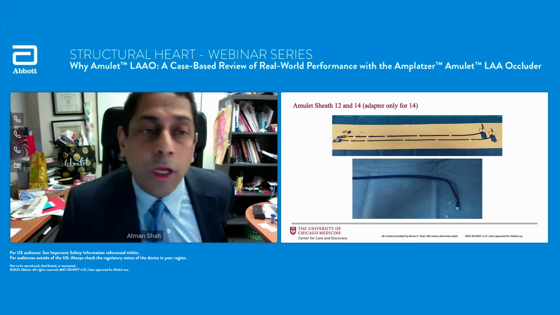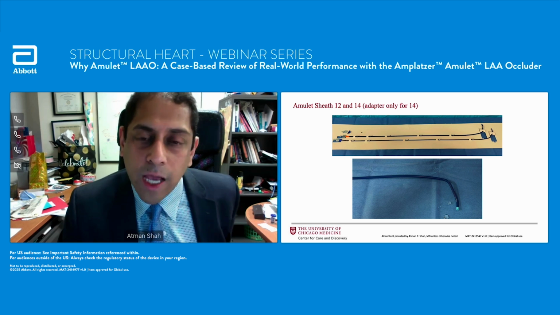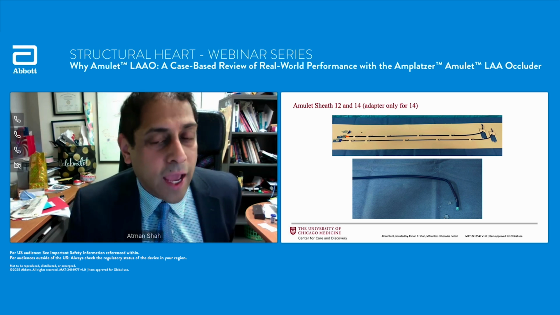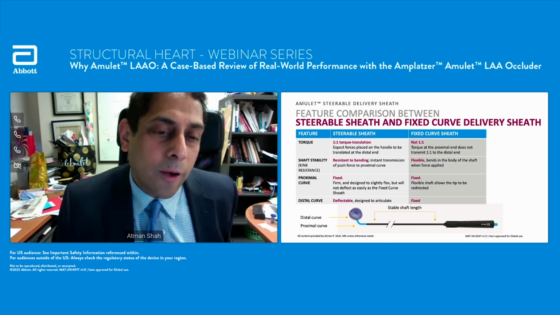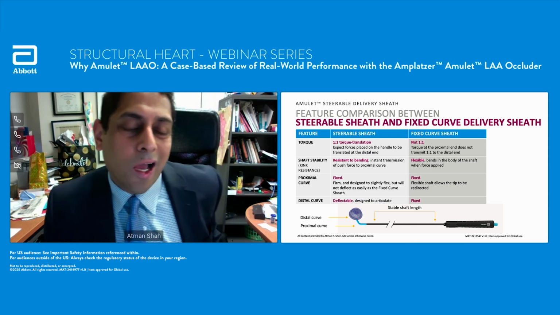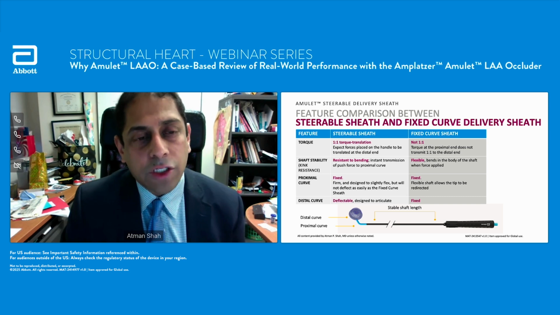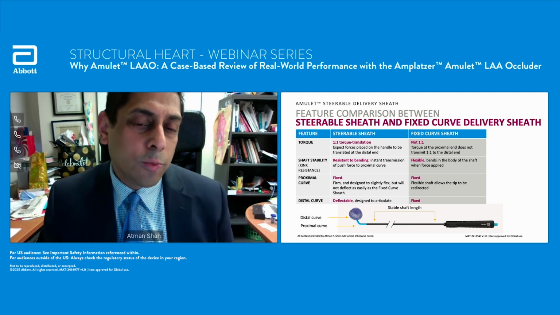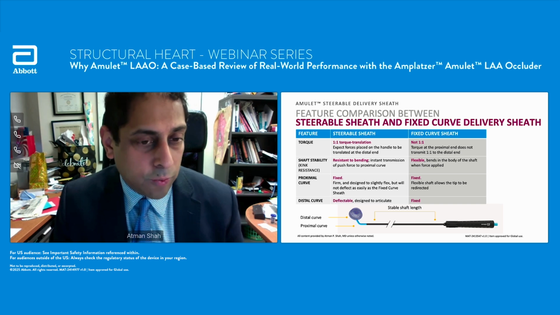Our sheaths for the Amulet, it's a 12 or 14 French sheath that comes out of the packaging like this. There is an adapter for the 14 French sheath to help flush it. There's also a steerable sheath, which allows you to not only torque the catheter, but allows flexion at the distal tip, which definitely is super helpful in big appendages, anterior appendages, and chicken wing appendages.